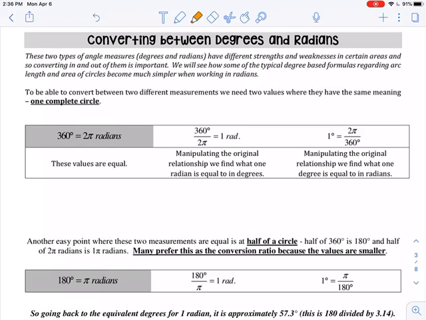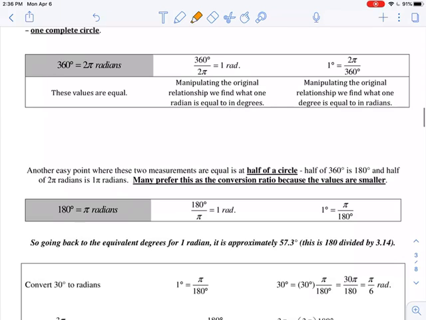So if we look, 360 degrees equals 2 pi radians, right? That's a full circle. So 360 over 2 pi equals 1 radian. 1 degree equals 2 pi over 360. Now, we can reduce those fractions, which makes our conversion a little bit easier. So 360 divided by 2 is going to give me 180 over pi. And then 2 over 360 can simplify to pi over 180. So these are what we're going to use in order to convert between the two measurements.